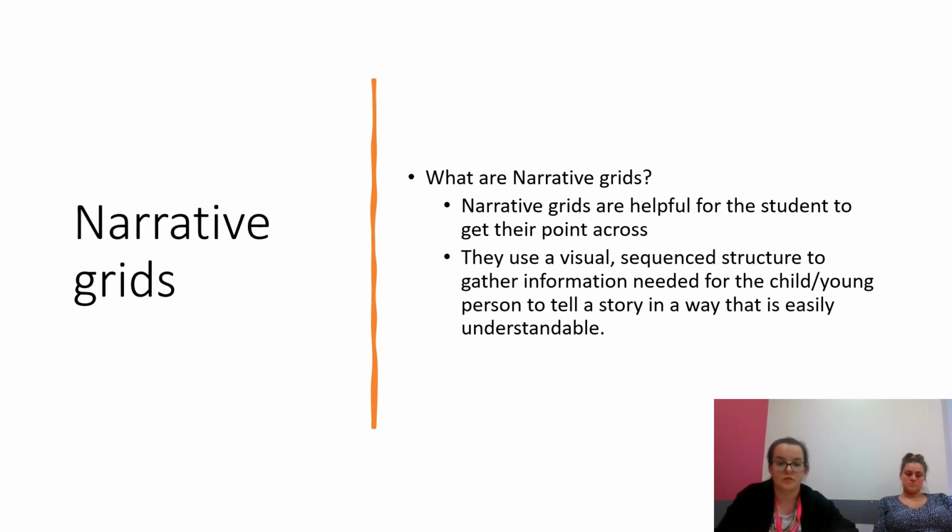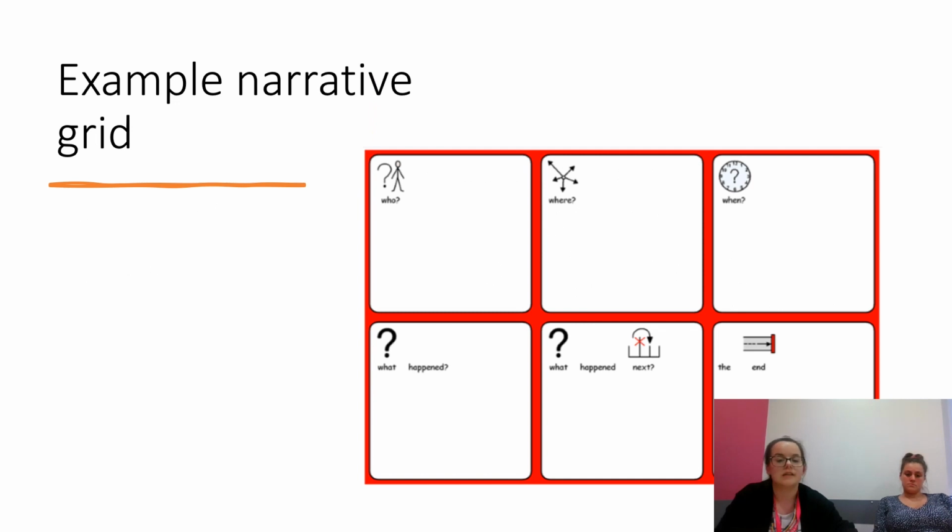Using the visual also helps the child to remember what they need to include in their story, and it can almost act as a bit of a prompt to help them to produce a story that's more easy to understand. So this is an example of a narrative grid. Again, they come in many shapes and forms. Some of them are more detailed, some of them are simpler, but this is a very generic one that has 6 boxes. So the idea is you go through with the child or young person and get them to fill in each of the boxes as they tell the story.